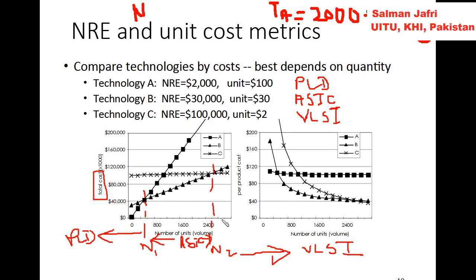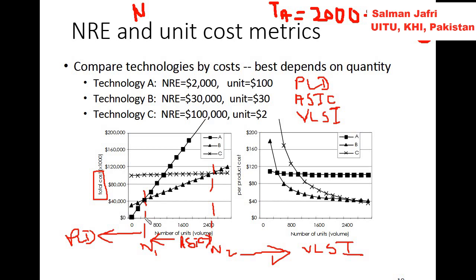On the other hand, what does N2 signify? That if the number of units is greater than or equal to N2, then technology C would be selected, because the total cost of technology C is less than the total cost of technology B. So that is how this important analysis is used for interpretation.